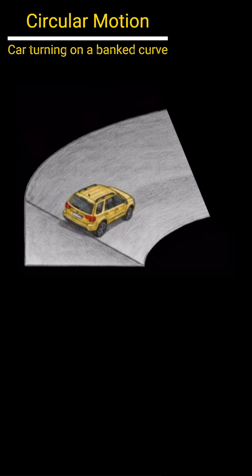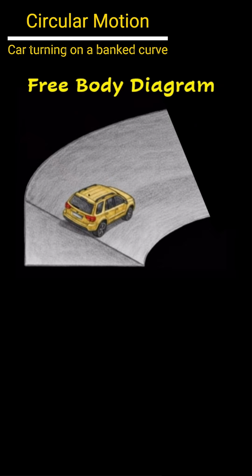So to begin our analysis, we always start with the free body diagram. To work on the free body diagram, both scenarios start the same. The car always experiences the gravitational force Fg acting downward, the normal force Fn acting perpendicular to the road surface, right? But the big difference comes down to the friction force.